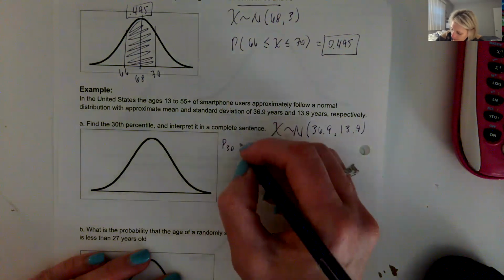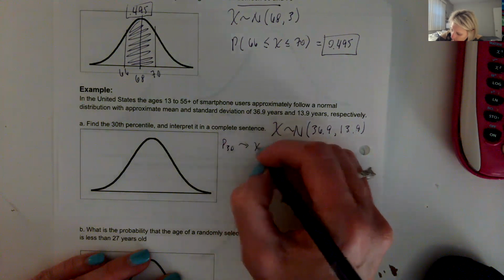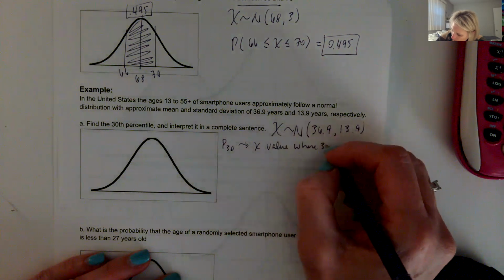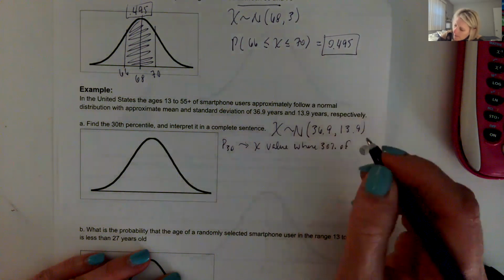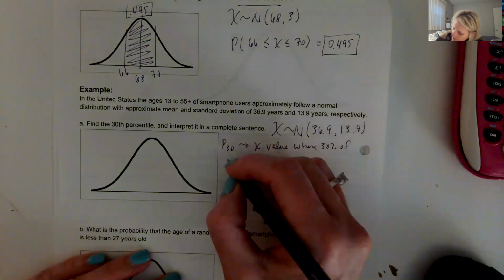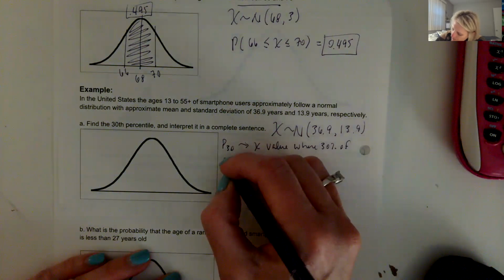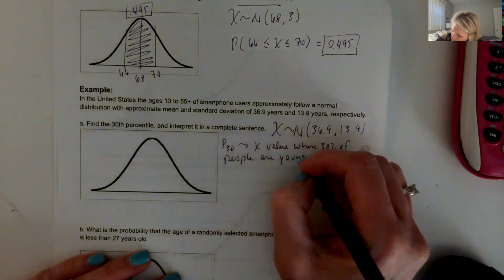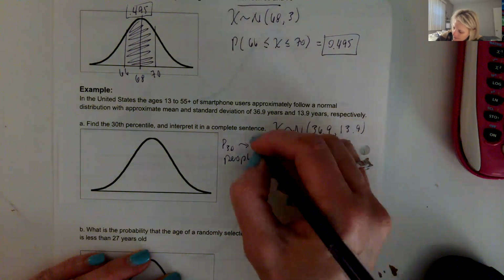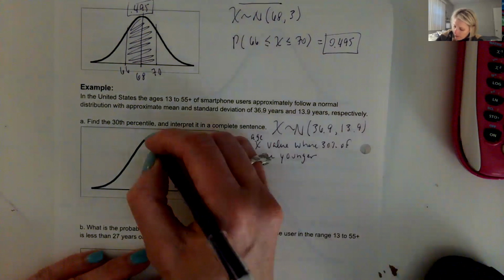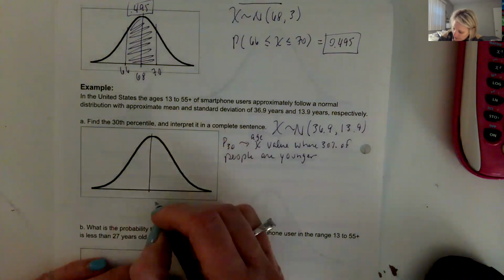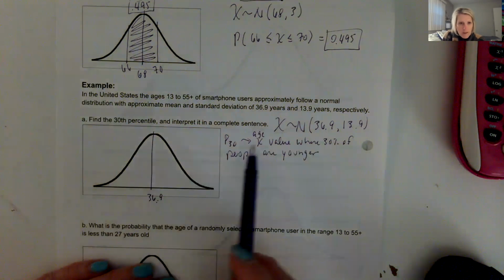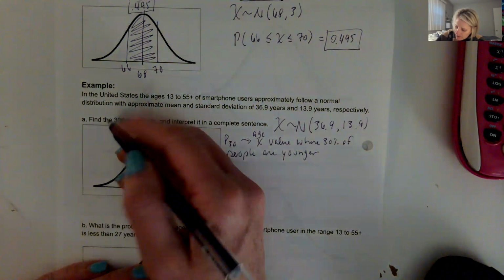And percentile, remember, means that it's the X value where 30% of people are younger. So it's the age, the X value age. So we know this is our mean here in the center, 36.9, and so 50% is to the left.